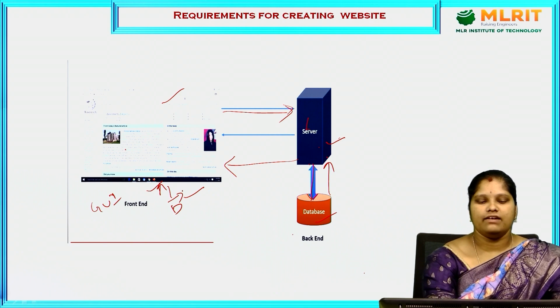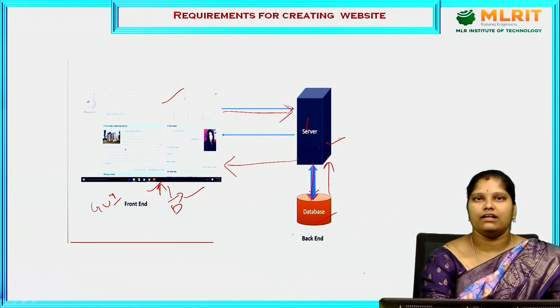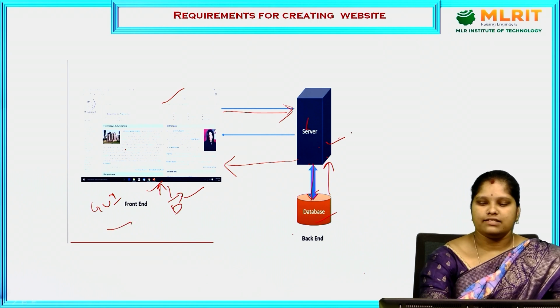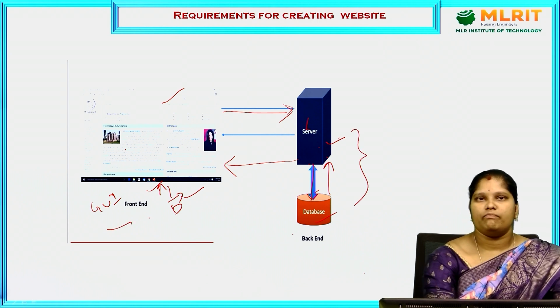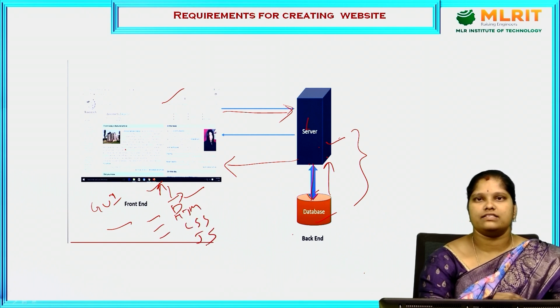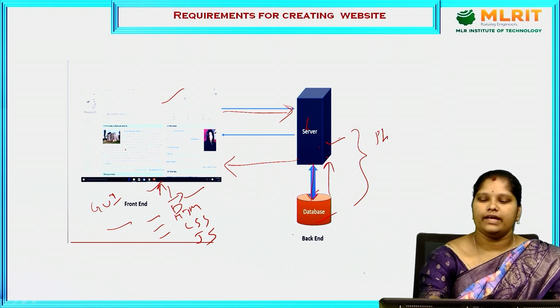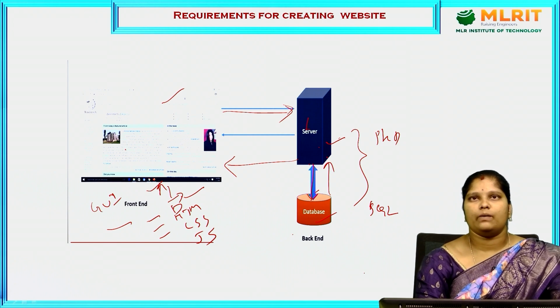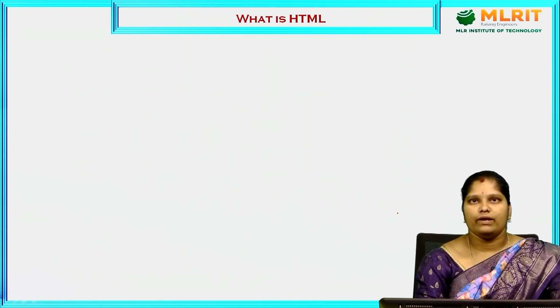Like this, the front end part and back end part communicate with each other. This is the front end and this is the back end. For creating the front end, we need three languages: HTML, CSS and JavaScript. For this we need PHP, and this is the database. These are the requirements for creating any website.